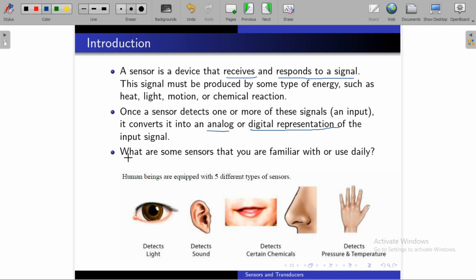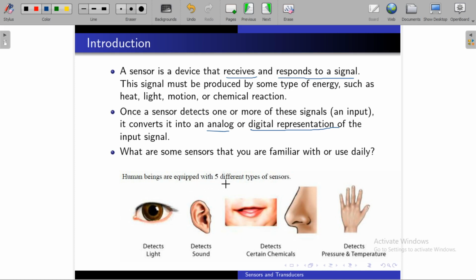Now, what are the sensors that you are familiar with or use daily? Eyes, ears, tongue, nose, hand, or skin. It's better to say skin. Okay. Eyes, ears, tongue, nose, skin. All are five sensors.